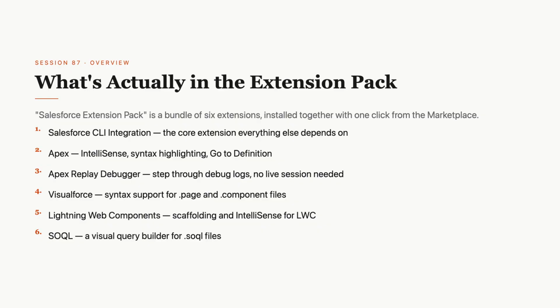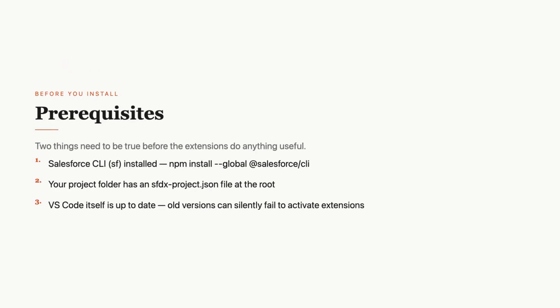Before any of that does anything useful, 2 things need to be true. The Salesforce CLI needs to be installed. That's a one-line npm install. And your project folder needs an sfdx file sitting at the root. Keep VS Code itself updated too. Old versions can silently fail to activate extensions properly.